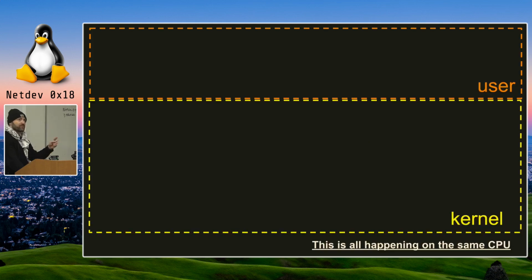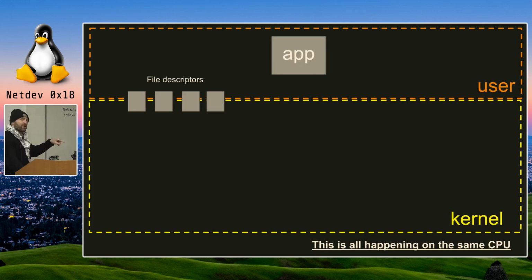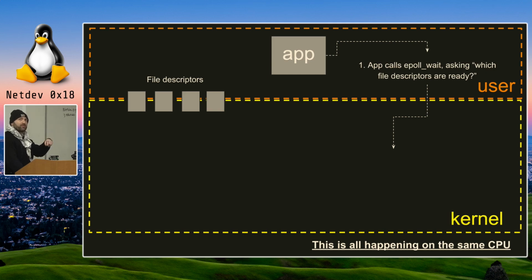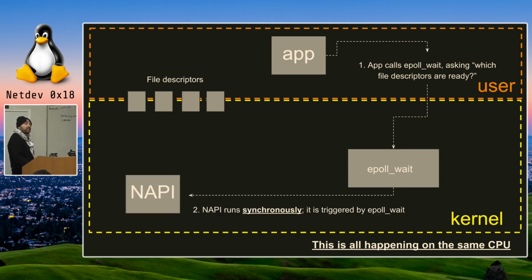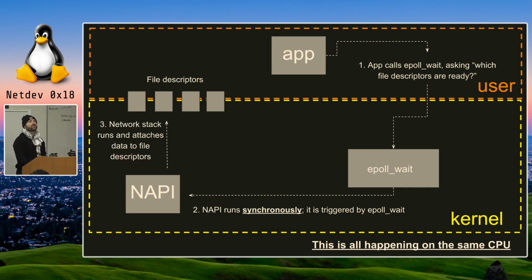And if you do that, it kind of looks like this. I'm going to show you another diagram similar to the last one. You've got kernel in yellow, userland in orange, your app and your file descriptors like last time. Your app now calls epoll wait and asks, hey, which file descriptors are ready? Epoll wait can now synchronously call the driver's NAPI poll function and actually trigger the network stack to run, which I think is really interesting, because now instead of CPU time being accounted as soft IRQ time, you're actually running the networking stack as a result of a system call. So it's now in system time, which I think is an interesting difference.